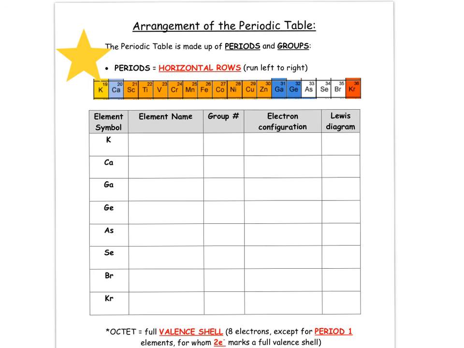Now we have a chart here. I want you to take a second, pause the tape, and write in all of these and check your answers. I'm going to give you a way to check your answers in a second.